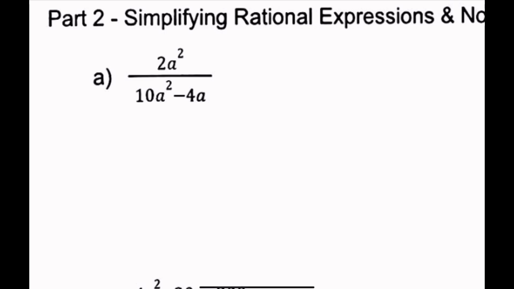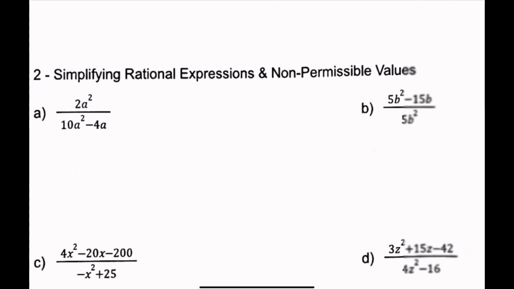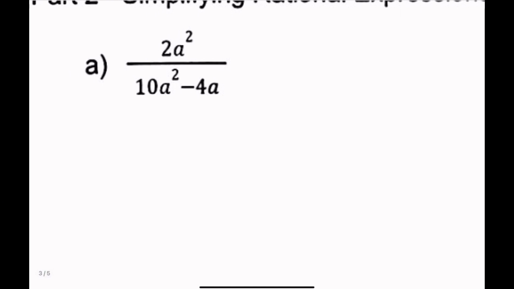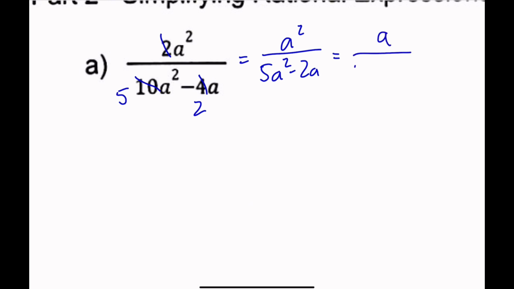Okay, so now for part 2, we have to simplify these and find the non-permissible values. First of all, they all have even number coefficients, so we can just take out 2. So 2 can go out, 10 becomes 5, 4 becomes 2, and we've got a squared over 5a squared minus 2a. We have a in everything, so we can take that out too. So this is going to be equal to a over 5a minus 2. So this is the simplified version.